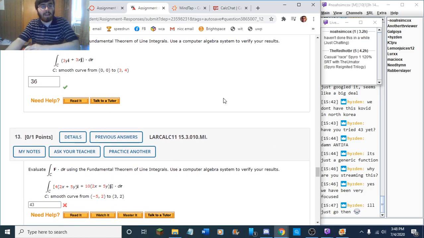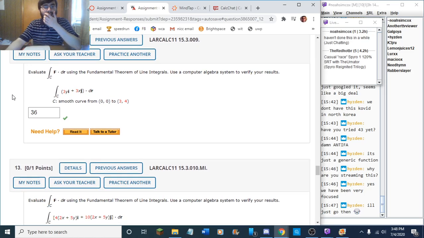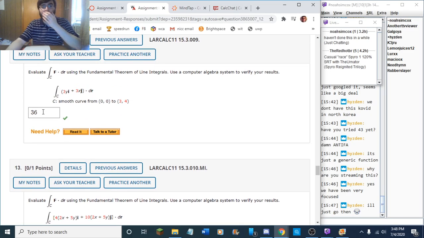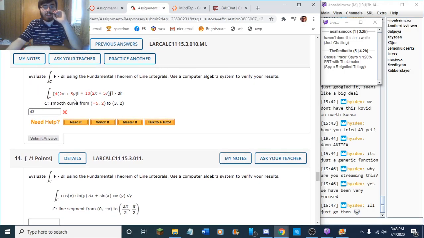Wait, how far have we gotten since you got here? Actually, when you got here, I had just done number 12, and now I'm trying to work on 13. So yeah, I haven't gotten too far, have I?